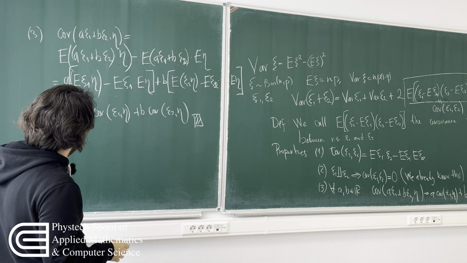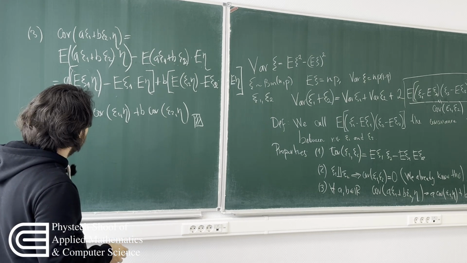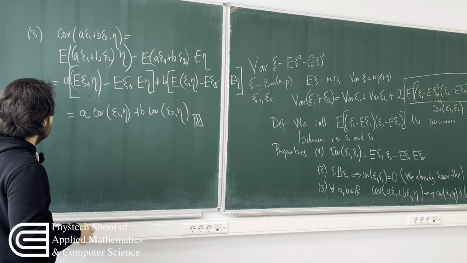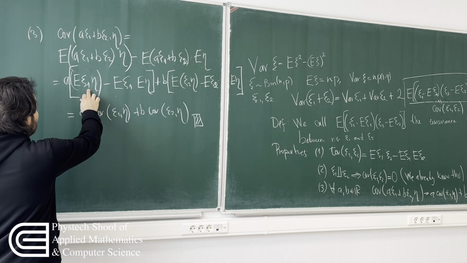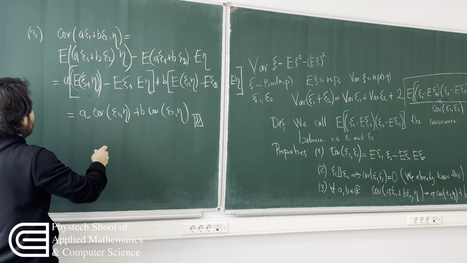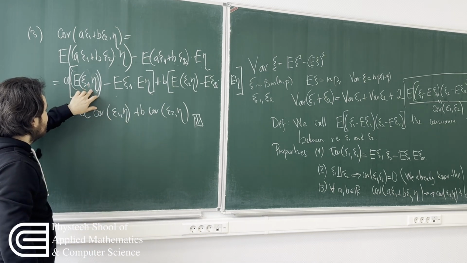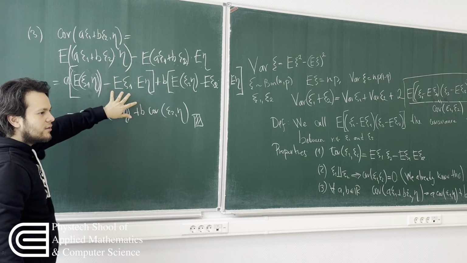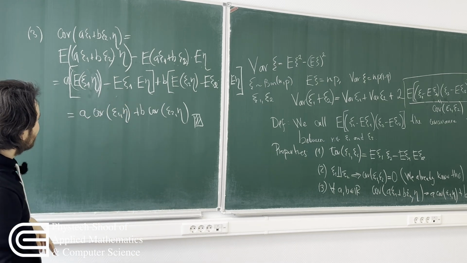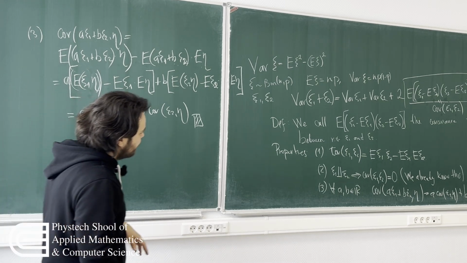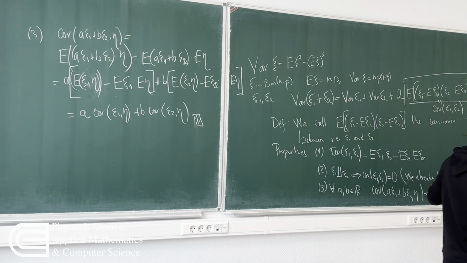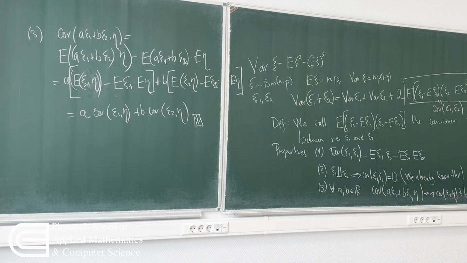A times expected value of xi1 and eta, right here, the expected value of the product, everything is inside. And here minus this. Okay, good. So what else do we have? We already did this one. Now number 4 is clear from the formula. If you change xi by eta, you obtain exactly the same formula. So this is done.